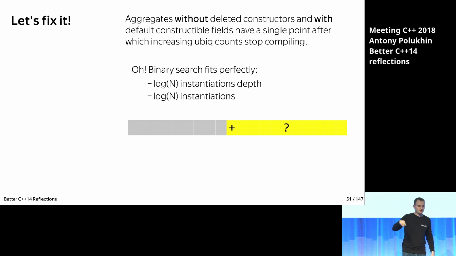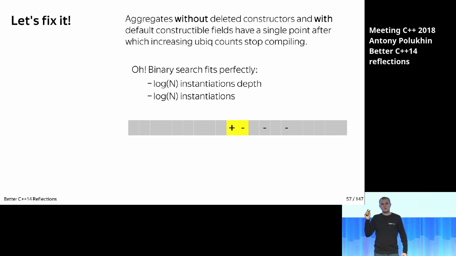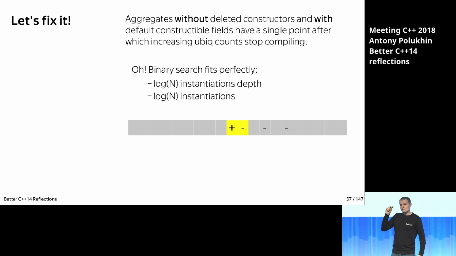Repeat the procedure: jump in the middle of the remaining part, try to aggregate initialize that stuff. If that fails, drop the right part of the array. At some point, we'll keep repeating that procedure, and we're done. We've found a partition point. And what's more nice, we've done logarithmic instantiations, and we have logarithmic instantiation depth. So it's really hard to exceed the compiler limit for instantiation depth. Even with huge structures, it's hard to have structures with more than 2 to the power of 256 fields.